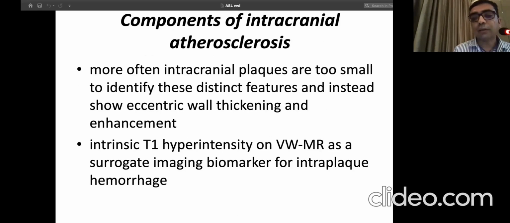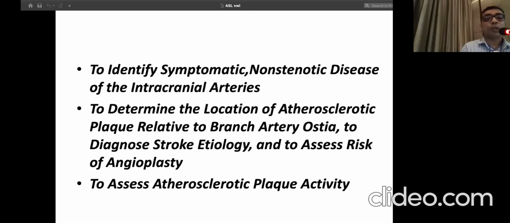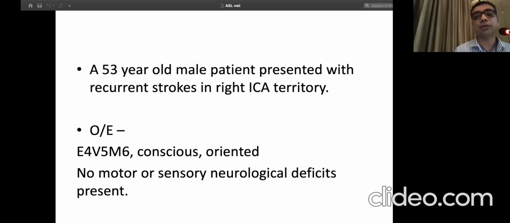So the threshold for the stenosis is there. It has been used to identify symptomatic non-stenotic disease of the intracranial arteries, to determine the location of the atherosclerotic plaque relative to branch ostia, which is a very important thing. A couple of days back we did a case where it helped us in assessing those things, and in assessing atherosclerotic plaque activity. Is it a hot plaque to intervene on, or can we wait?